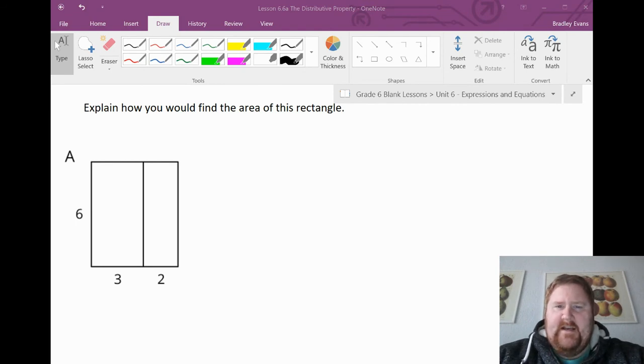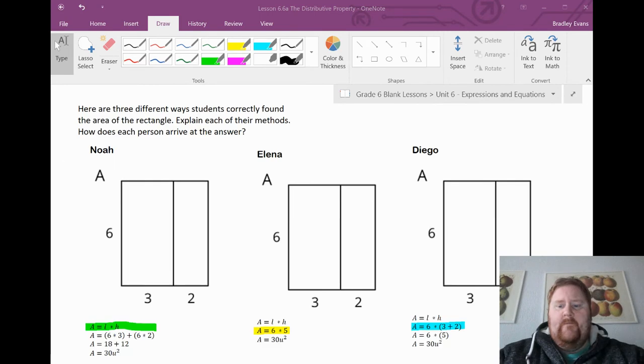What I'd like you to do is to write down how you would solve for this area. How would you calculate this area? Do not just write the answer. I would like you to write how you find your answer.